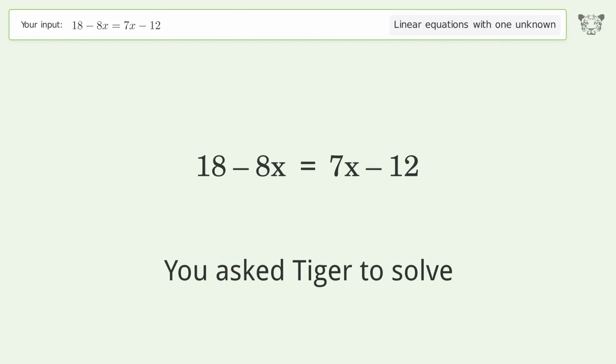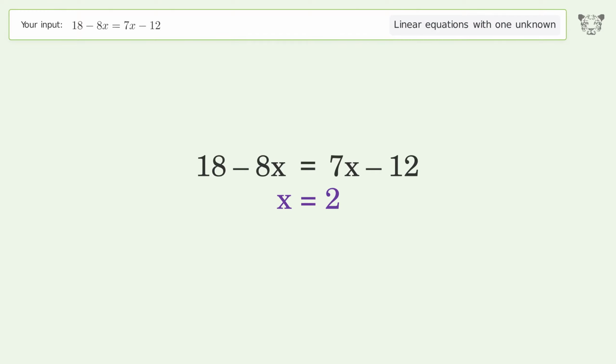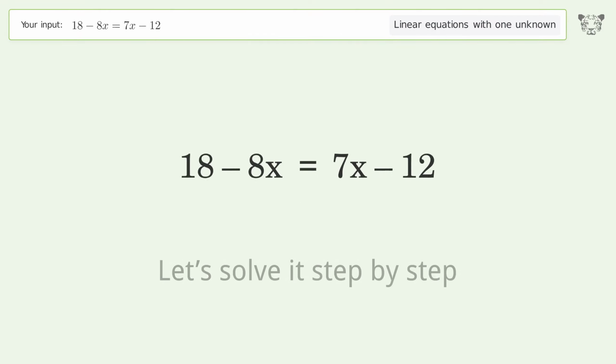you ask Tiger to solve. This deals with linear equations with one unknown. The final result is x equals 2. Let's solve it step by step.